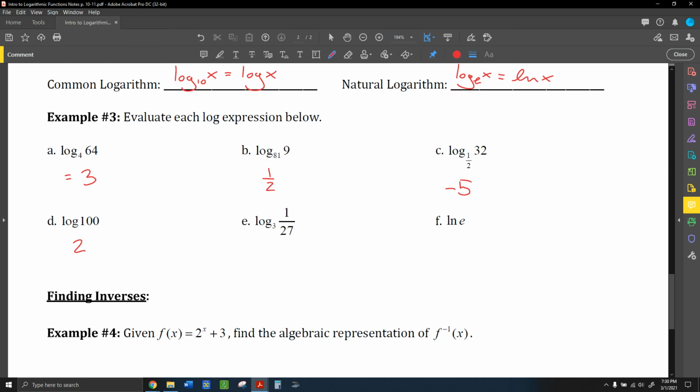Letter E, what power do we raise 3 to get 1/27th? Well, you might notice this is a fraction. We're taking the reciprocal, and we're also cubing 3 to get to 27. So therefore, log base 3 of 1/27 is -3.